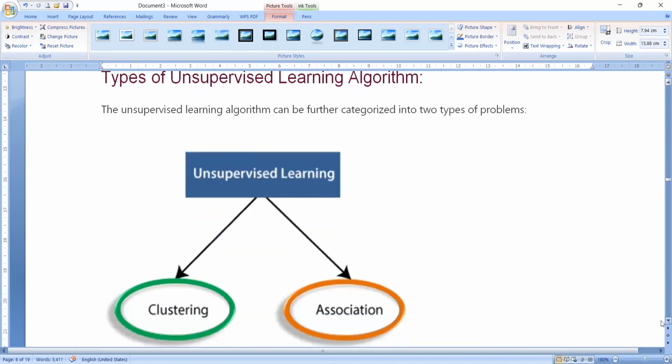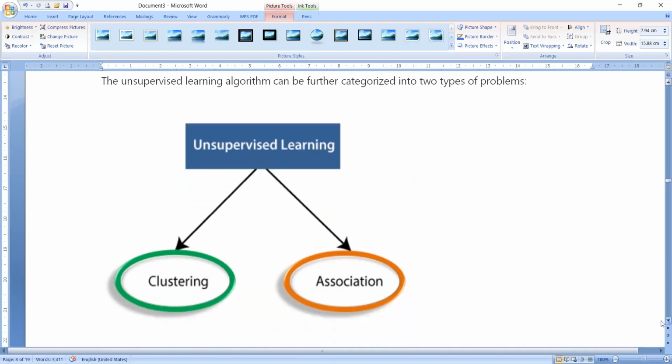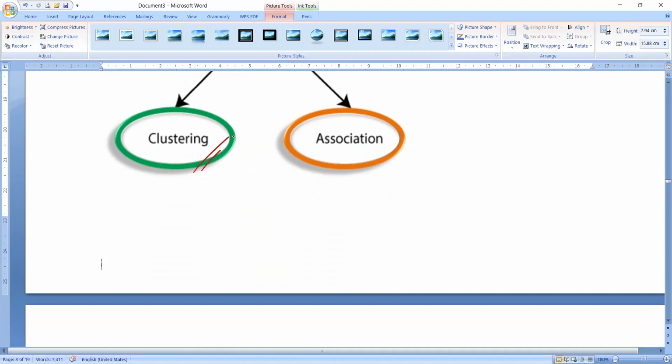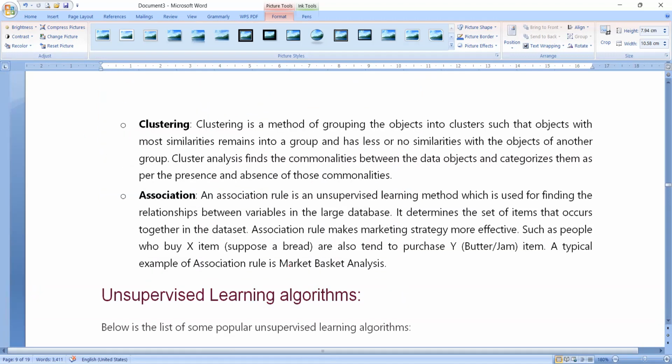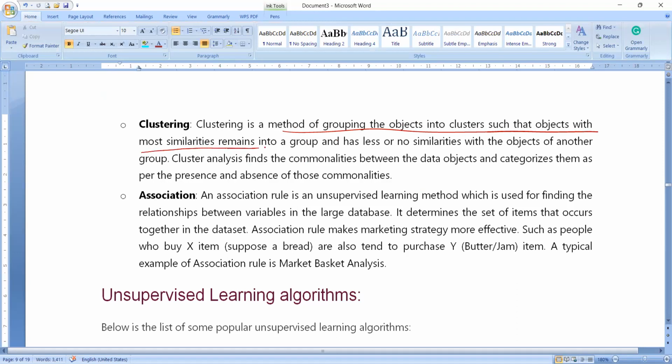There are majorly two different problems in unsupervised learning. Unsupervised learning is divided into two types: one is clustering, and the second one is association. In different applications, we use this clustering approach and association approach. Clustering is a method of grouping objects into clusters such that objects with the most similarities remain in one group and have fewer or no similarities with the objects of other groups. Cluster analysis finds the commonality between the data objects and categorizes them as per the presence and absence of those commonalities. This is what clustering is.